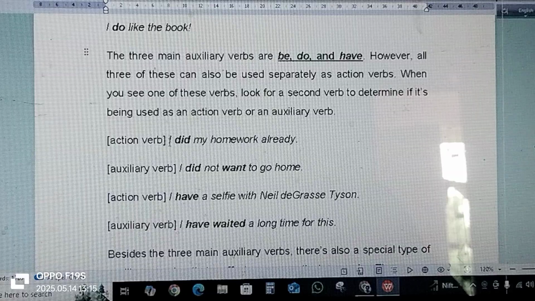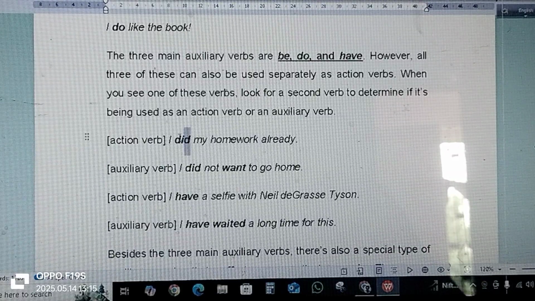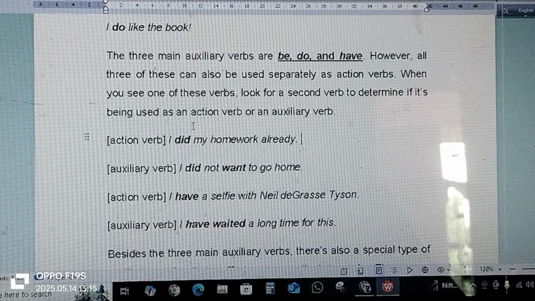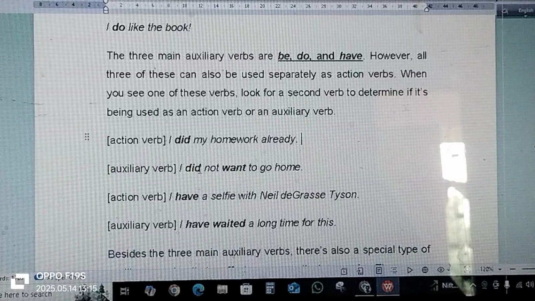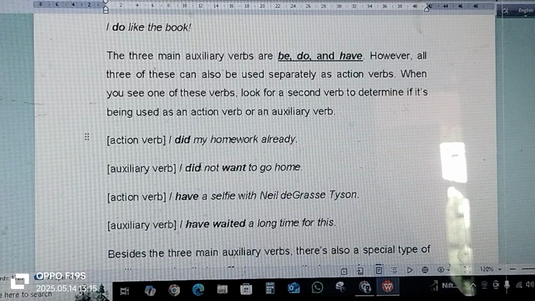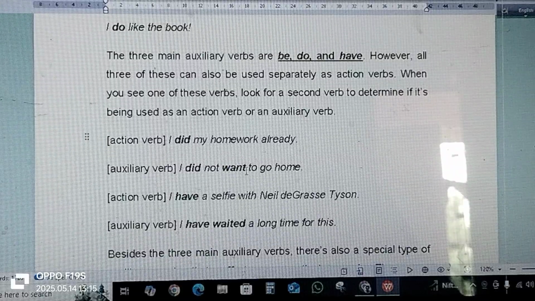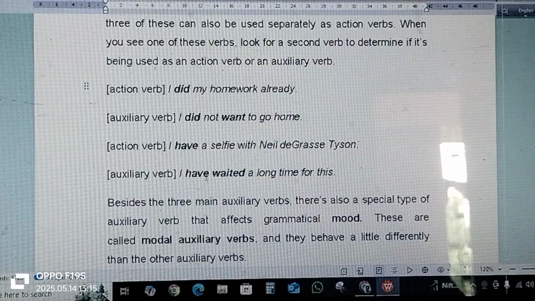Action verb here, I did my homework already. Here, did is not an auxiliary but an action verb or main verb. In the next sentence, I did not want to go home. Here, the main verb is want and the auxiliary verb is did. So here, did is an auxiliary verb and the main verb is want. Again, auxiliaries can be used as action verbs.